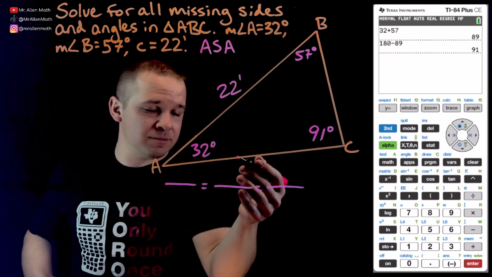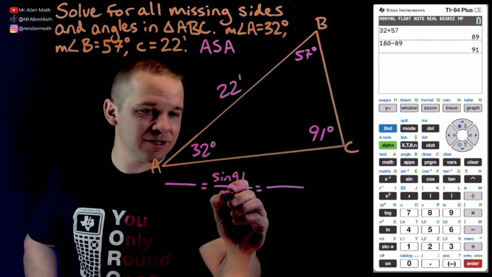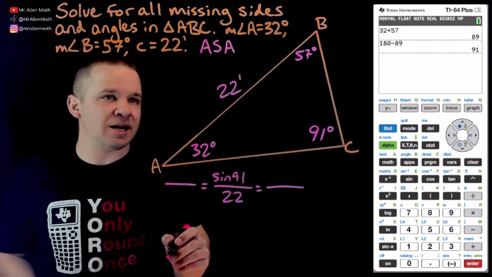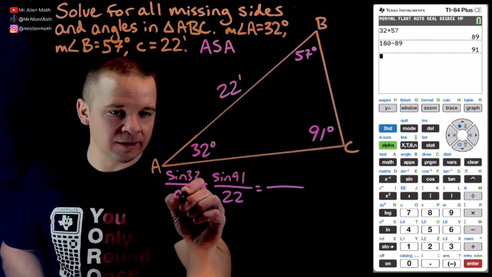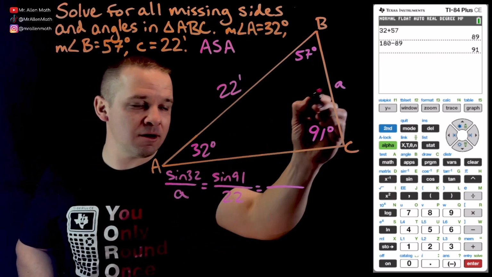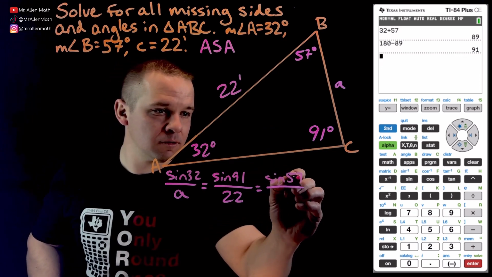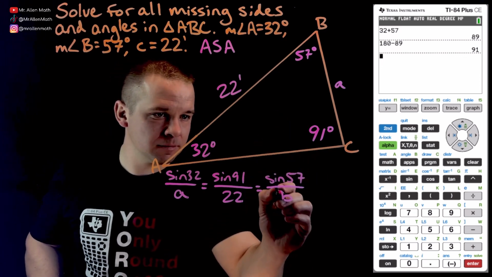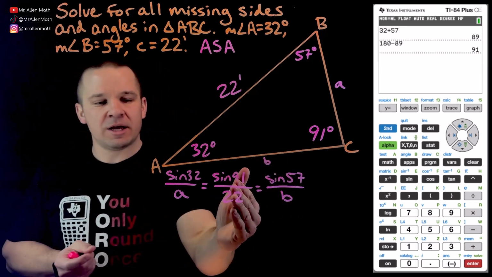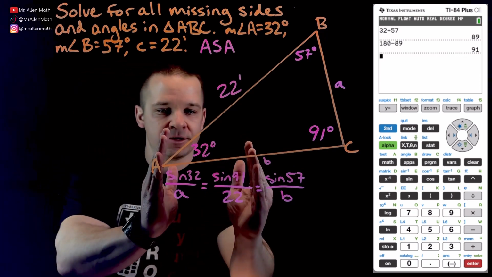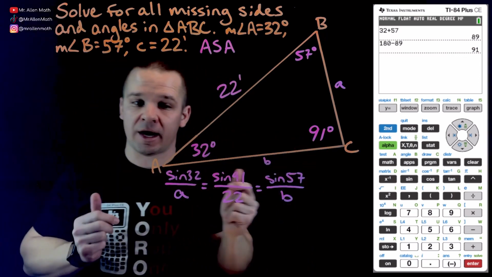So I'll go with sine in the numerator for this one. So sine of 91 over the 22, and then I've got sine of 32 over little a, that'll be this guy right here. And then I have sine of 57 over little b. Okay. So the reason why I threw this guy in the middle is I can just look at these two, cross multiply and solve, and I can look at just these two, cross multiply and solve, all right?